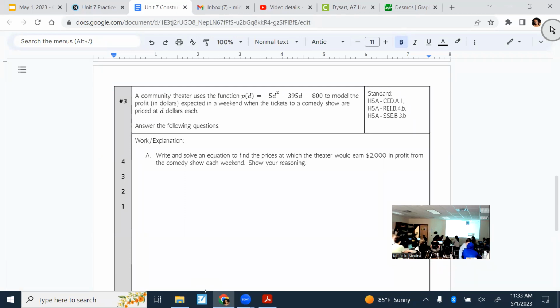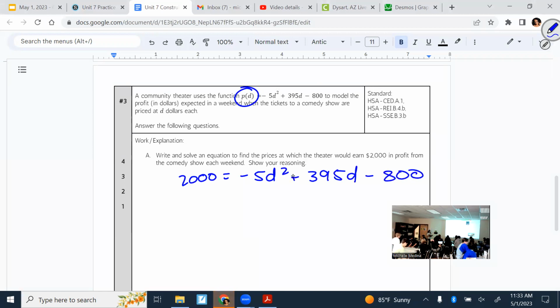So we have a community theater that uses this function to model the profit in dollars expected in a weekend when the tickets to a comedy show are priced at $8 each. We need to write and solve an equation to find the prices at which the theater would earn $2,000 in profit. So what is the profit, the P or the D? P, so I'm going to replace that part of it with 2,000. Equals -5D squared plus 395D minus 800. And solve for my zeros.